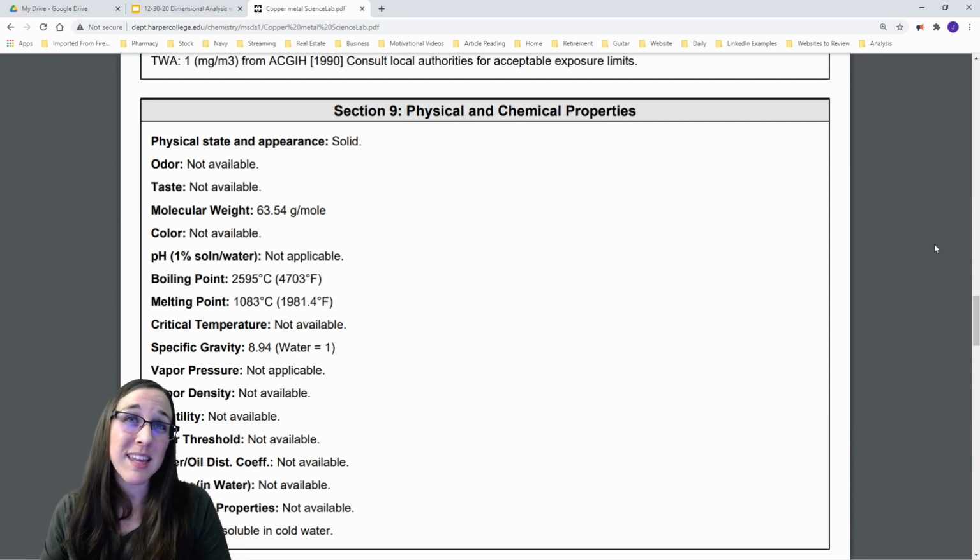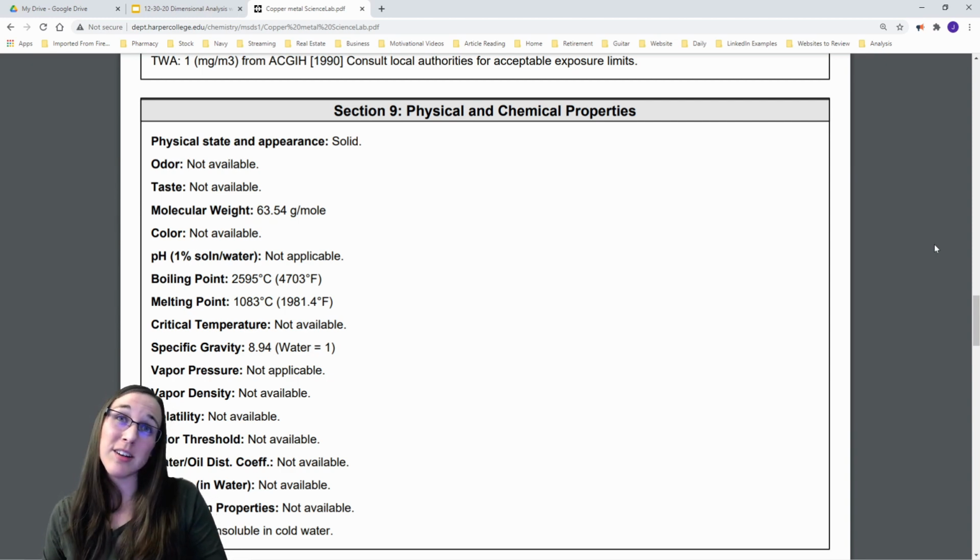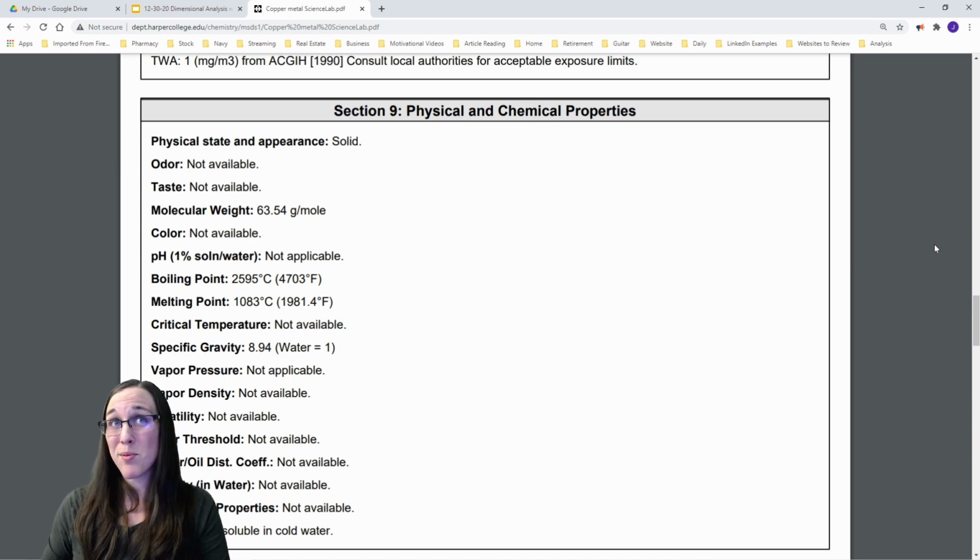That must mean that there's something else in our modern day pennies other than just copper, because if it was copper, it should be 8.94 or somewhere close to that. But we had 6 something. That's way off. So we actually have some other kind of metal mixed in with our pennies.